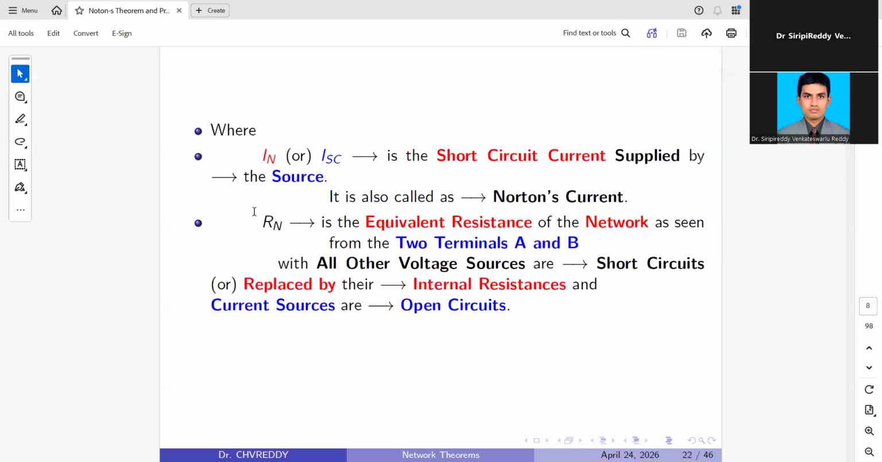When you are calculating Norton's resistance, all the voltage sources are short circuited or replaced by their internal resistances. If we have any current sources, those current sources are made open circuits. The next one is RL, which is the load resistance.